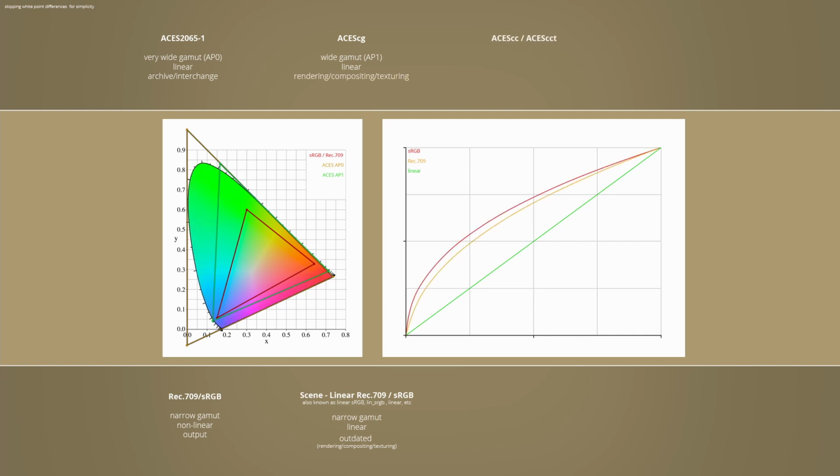ACES CC and ACES CCT. ACES CC is optimized for color correction and also uses AP1 primaries, just like ACES CG. The difference between them is that ACES CC uses a logarithmic transfer function. There also is a variation of this color space called ACES CCT, which makes it a little bit easier to deal with very extreme shadows. However, this can cause compatibility issues with ACES Proxy, which is an integer version of ACES CC created specifically for data transport to devices that don't support floating point data.